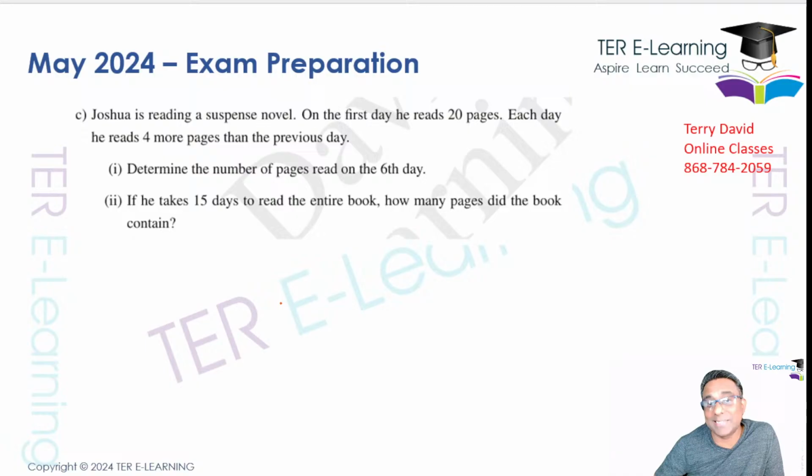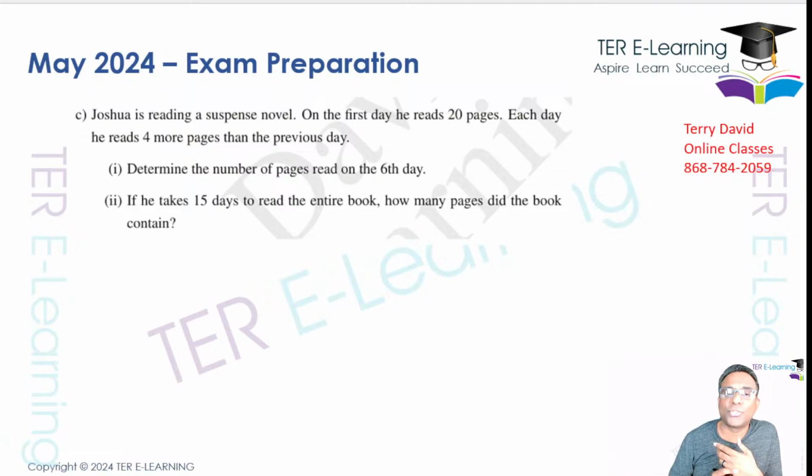So Joshua is reading a suspense novel. On the first day, he reads 20 pages. Each day, he reads 4 more pages than the previous day. Determine the number of pages read on the 6th day. So first things first, what kind of progression is this? All right, people are saying arithmetic progression, and I agree, because you are increasing the number of pages read by 4. You keep reading 4 more pages.